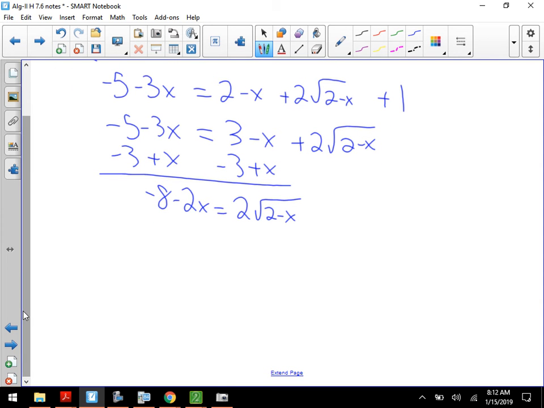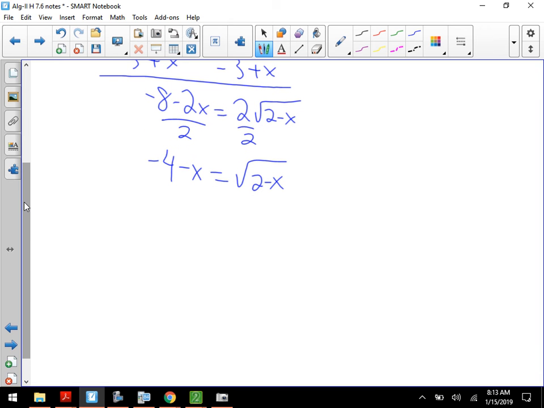Not yet. Divide by the 2 first. Get rid of that multiplier out in front. If I get rid of that multiplier out in front, because you'll notice the left-hand side is also all even. It's real clean. So if I divide it by 2, I'm going to get negative 4 minus x equals the square root of junk. Which then again means, what do I have to do? Square it again.